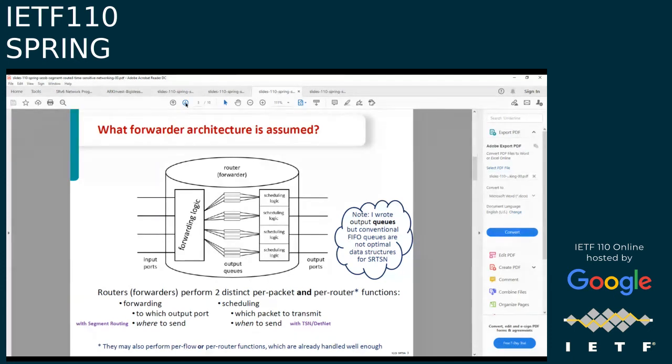So if you think about things from the point of view of forwarding and scheduling, without segment routing and TSN, forwarding decides which output port to use, and scheduling decides which packet of all those waiting for that output port should be transmitted. With segment routing and TSN, you can think of it as forwarding deciding where to send the packet, and scheduling deciding when to send the packet. That's an important thing which we're going to talk about in 2 slides, I think.